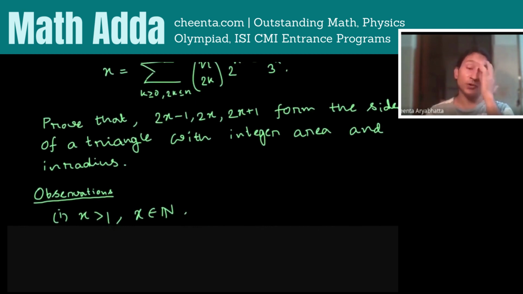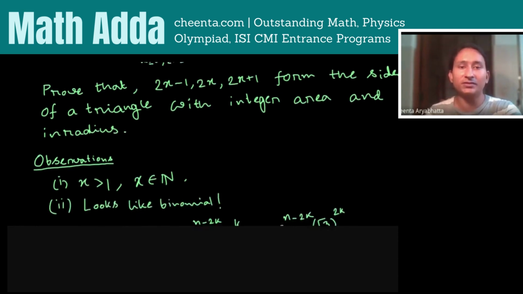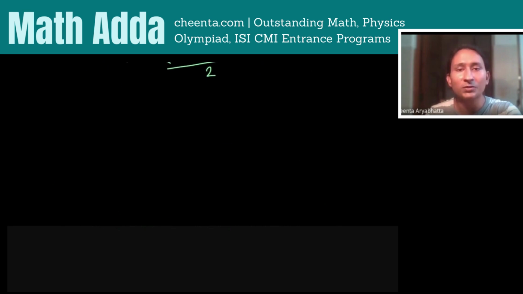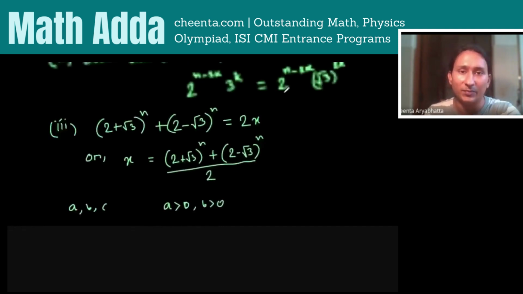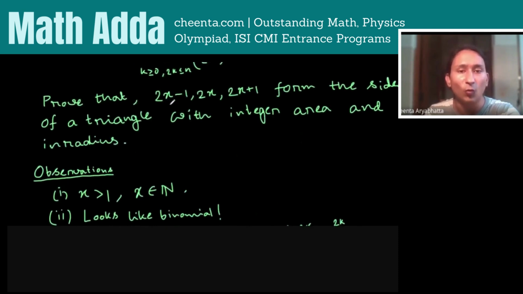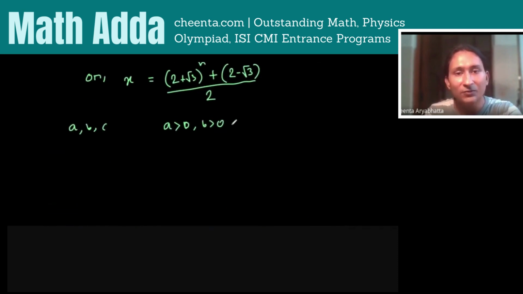So the statement of the problem is about sides of a triangle. You're given three numbers. You're supposed to show that they form the sides of a triangle. How do you check that? Usually, what we do is we use the triangle inequalities, right? So if A, B, C are three numbers, we check whether they're positive first. And here, as x is a positive integer, all these three are positive. So we do not need to check that right now. Then what we do is we check the triangle inequalities.